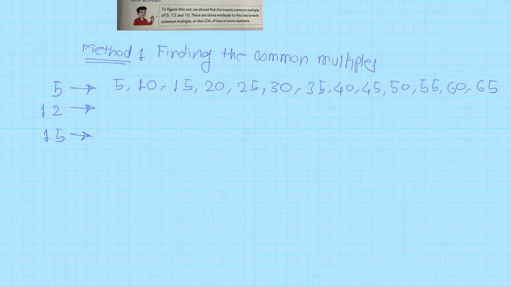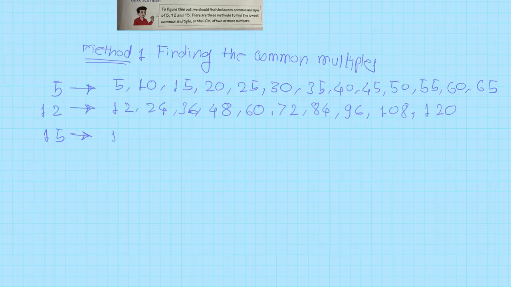In the same way, we will do it for 12. 12 ones are 12, 12 twos are 24, 12 threes are 36, 12 fours are 48, 12 fives are 60, 12 sixes are 72, 12 sevens are 84, 12 eights are 96, 12 nines are 108, 12 tens are 120. And last is 15.